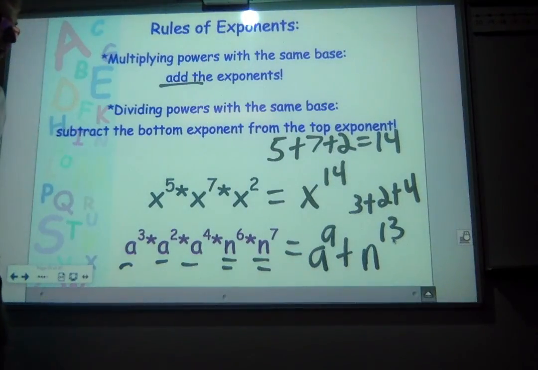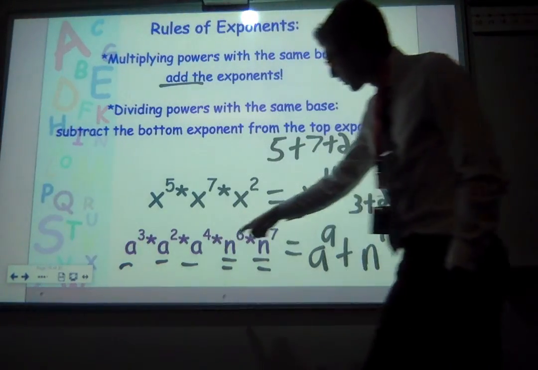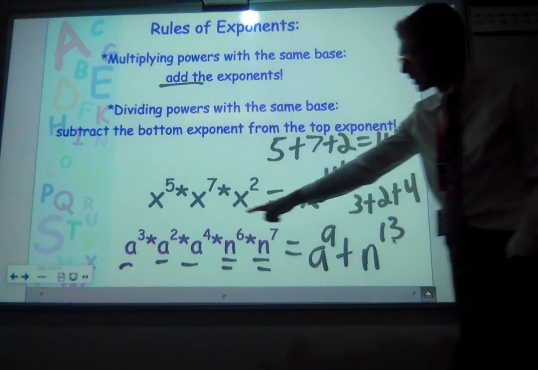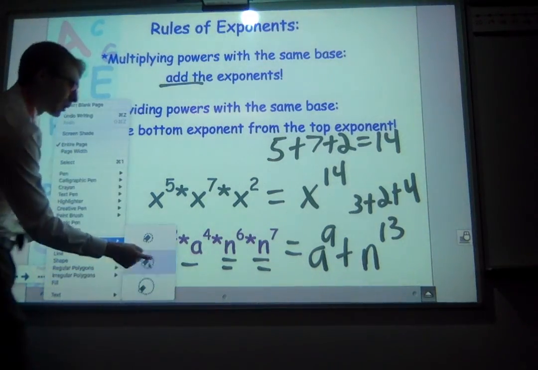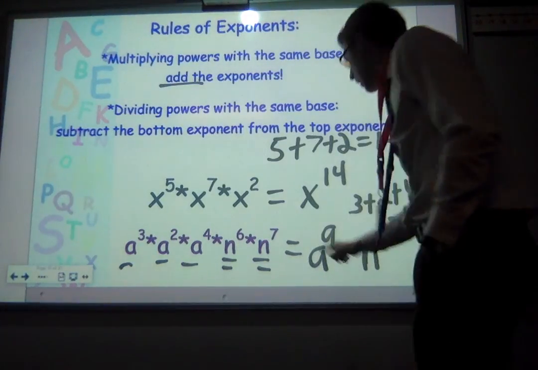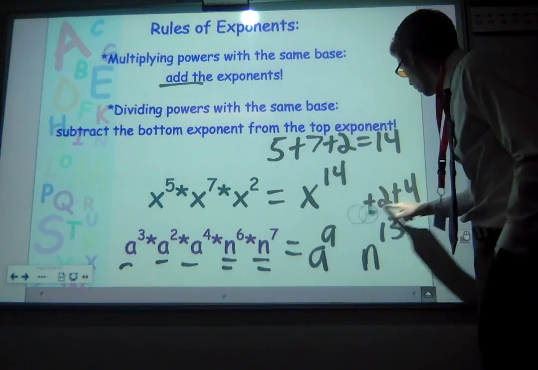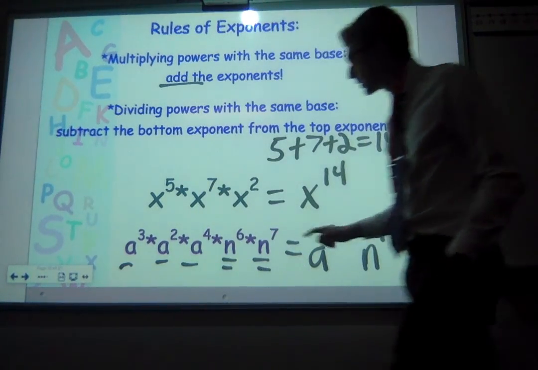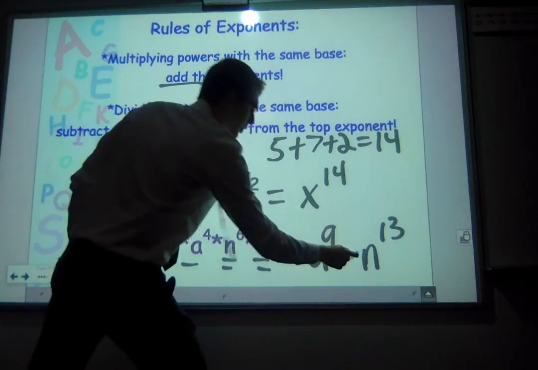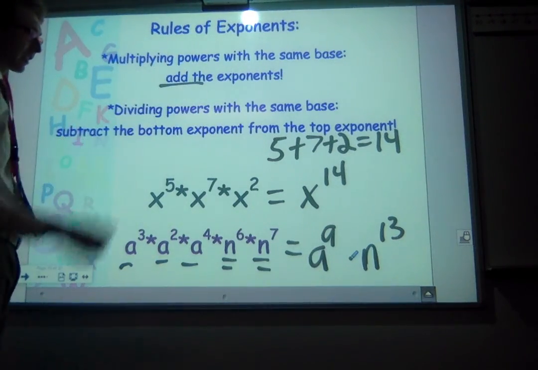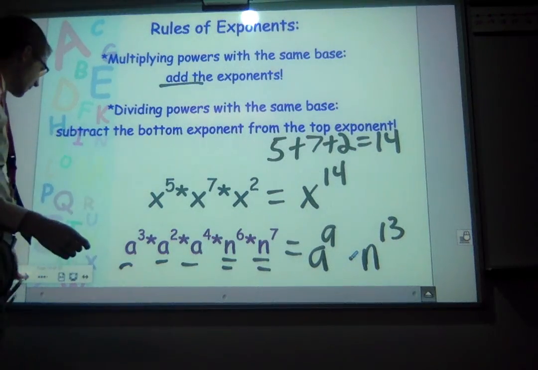But wait a minute. What we see here is, was there a plus sign anywhere here? So this is an easy mistake to make. Let's make sure that there's no plus sign there. This is going to be multiplied. We see multiplication in here the whole time, so we need to make sure that it's always multiplied. All right, so again, easy fix. That's why we use an eraser in math. a to the 9th times n to the 13th is our final answer.